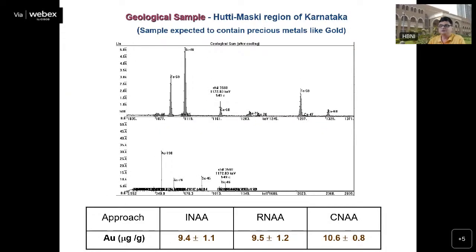Similarly, we got some samples from this region, Uti Musky, which is supposed to contain a precious metal like gold. We carried out the neutron activation analysis, and it was further verified using charged particle activation analysis. You can see that the results are very close, both the instrumental neutron activation analysis and the radiochemical neutron activation analysis are very close, and the charged particle analysis also comes in a similar range.